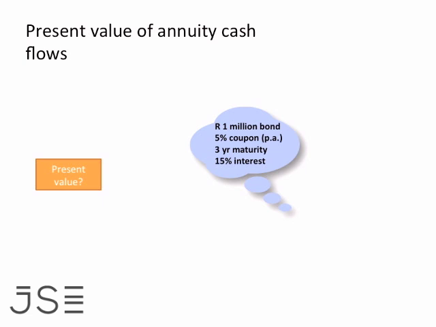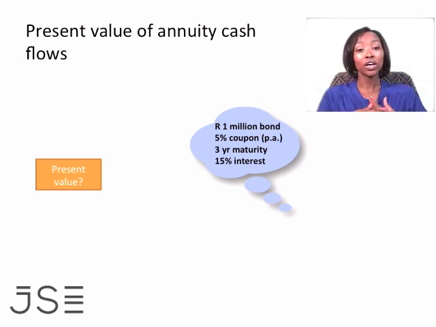So let's look at the present value of annuity cash flows. If you have a 1 million rand bond that pays a 5% coupon and it's got a 3-year maturity and interest rates are 15%, what is the present value? Okay, so it sounds very complicated, but let's take it step by step.